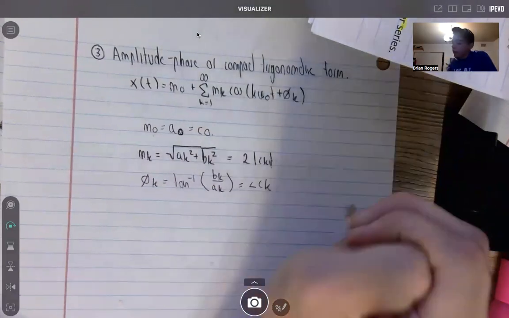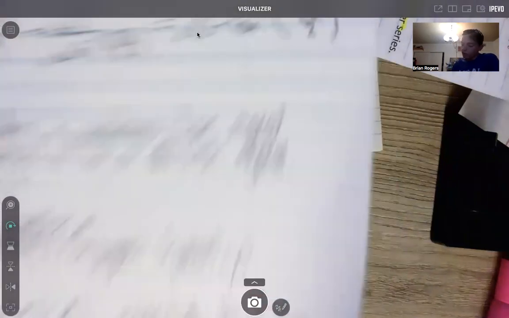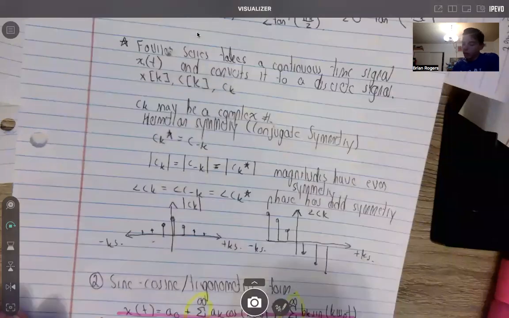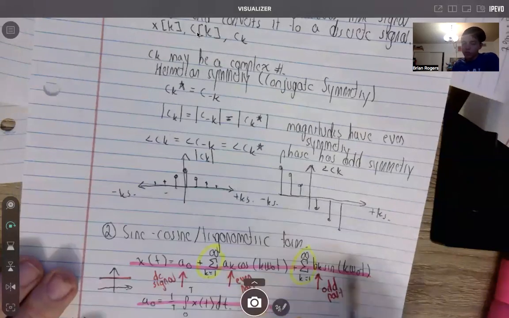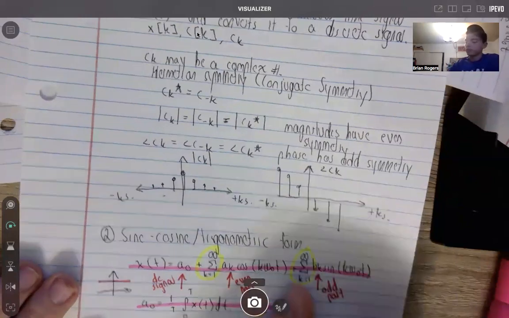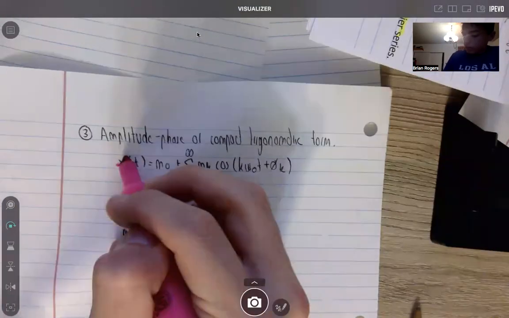And so this is your compact form. It basically just comes from your cosine and sine form, so you just write it all in terms of cosine. And then your phase angle, remember, sine is only 90 degrees apart from cosine, so it just takes into account the phase difference. So that's the third format to be familiar with.